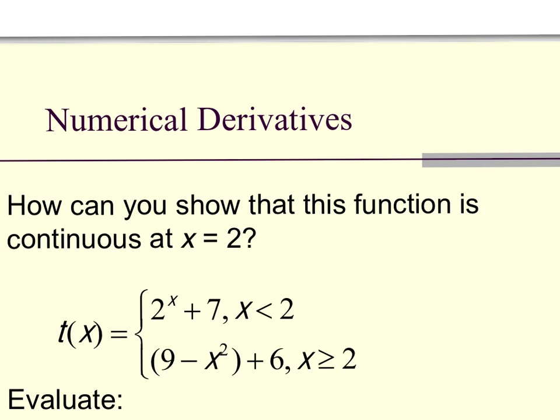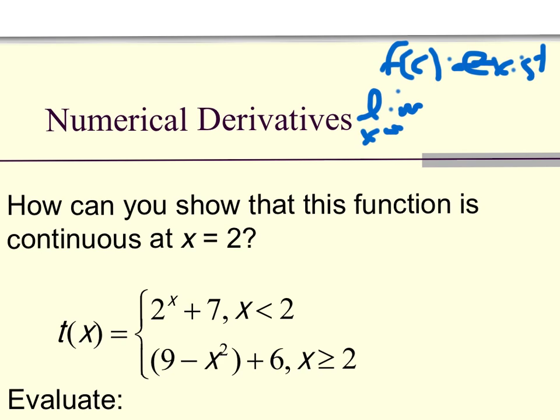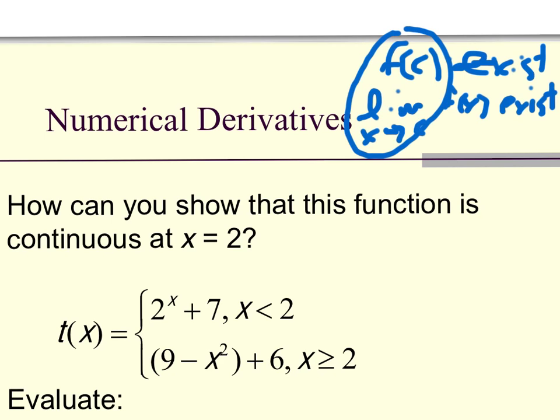Okay, here's a problem. It asks me to show that a function is continuous at x equals 2. Remember, there are 3 criteria for a function to be continuous. Number 1, f of c has to exist. Number 2, the limit as x approaches c has to exist. Number 3, these two values have to be equal to one another. Okay? So I'm going to show that.